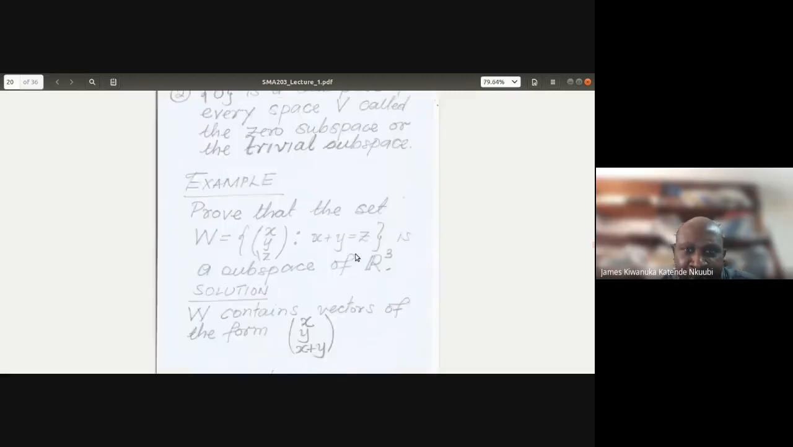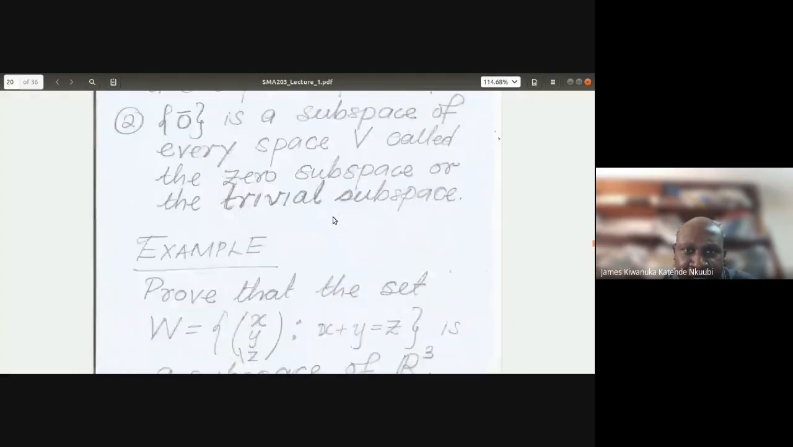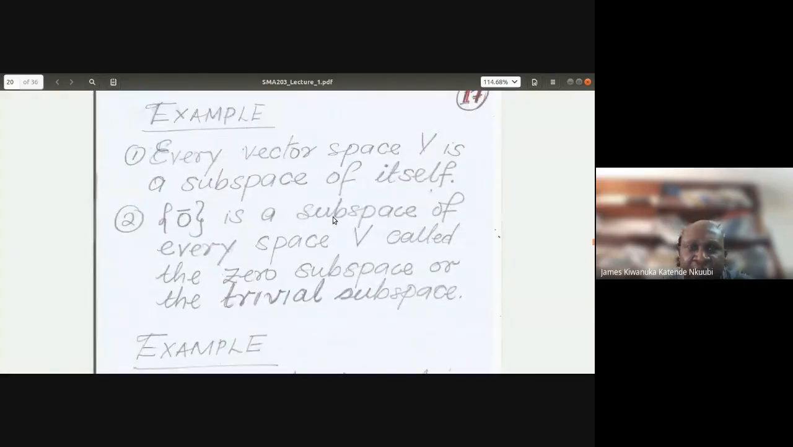So the other example that is simple to figure out is that every vector space is considered to be a subspace of itself. That is because every set is its own subset. So if you consider this vector space as its own subset, then you can think of it also as a subspace of itself.